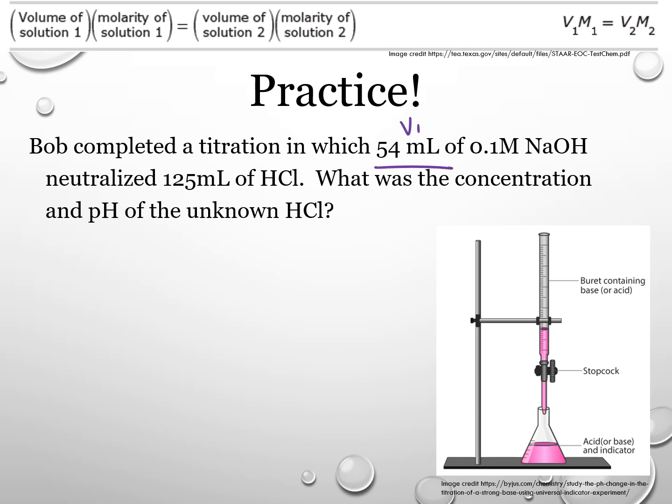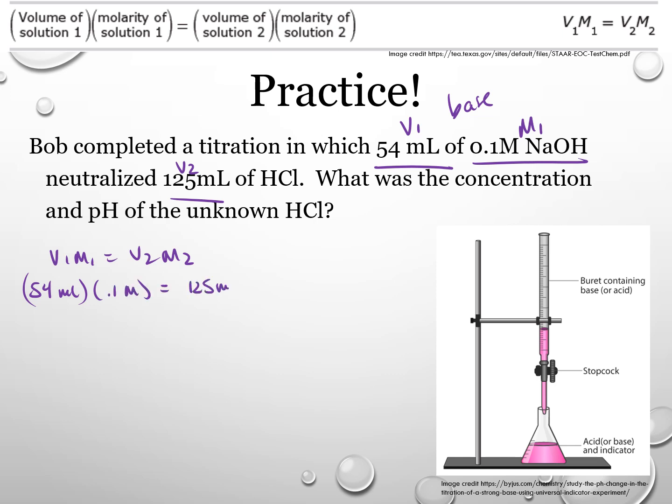Here's our V1, here's our M1. So this time the base gets the 1s. Here's our V2, M2 we don't know yet. And so V1M1 equals V2M2. V1 is 54 milliliters. M1 is 0.1 molar. Set that equal to V2 is 125 milliliters. And M2, I don't know what that is.